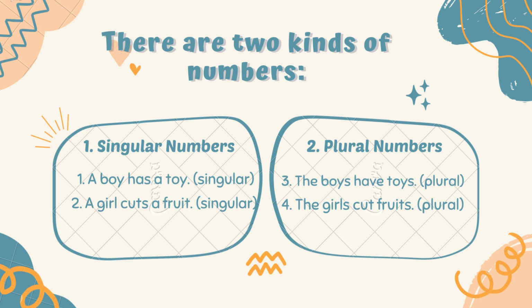Now look at these sentences. Singular number. 1. A boy has a toy. 2. A girl cuts a fruit. Plural number. The boys have toys. The girls cut fruits.